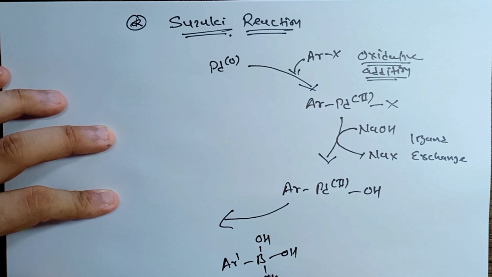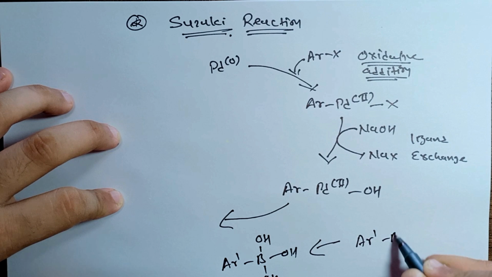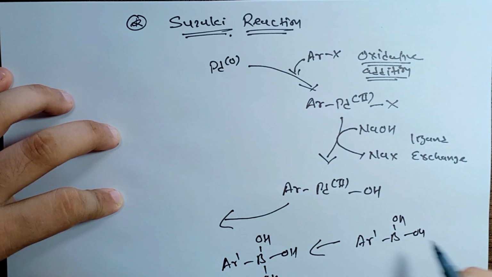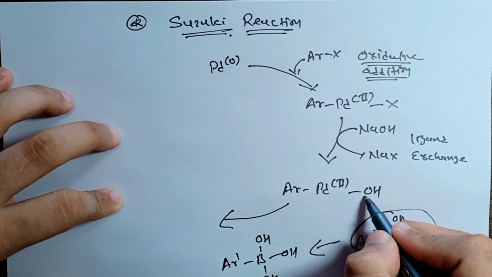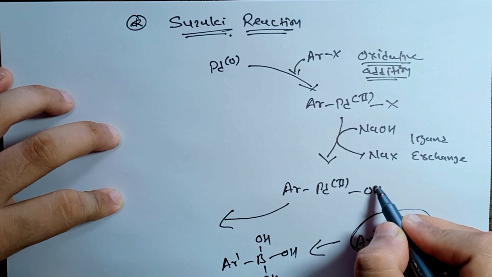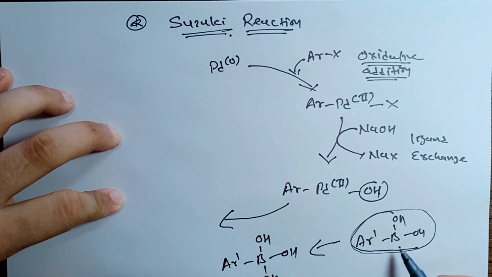Now this Ar-B(OH)2, here we are having Ar-B(OH)2. This is our reacting molecule, that is phenyl boronic acid. Now when it is reacted with this molecule, it will be converted, and that OH group will be attached over here. So Ar'-B(OH)3 group.